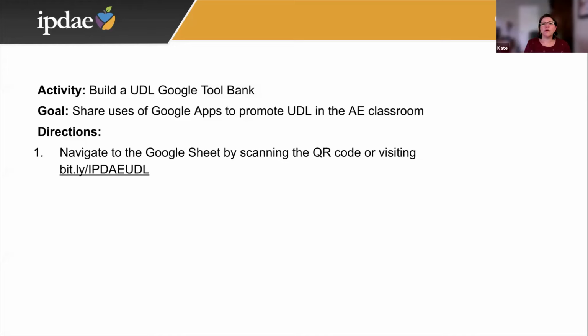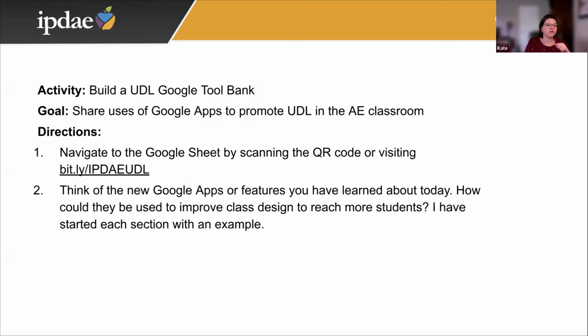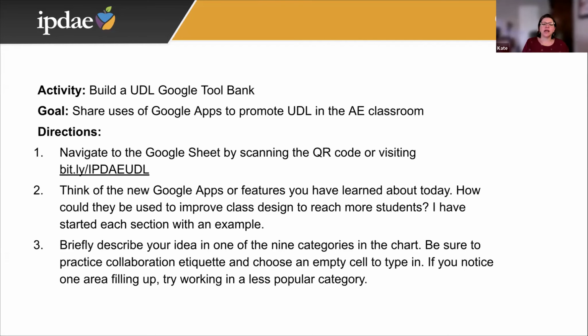If Joe or Nicole, you can drop this link in the chat. I would love this for the activity. I'm also going to put up a QR code so you can access it. But we're going to think about the new Google Apps, or maybe just the features of Google Apps you already knew that you learned about today. I know I gave you a lot, but how about 1 or 2? How could you use that particular feature to improve class design to reach more students? And I'm going to have you briefly describe your idea in one of the 9 categories.